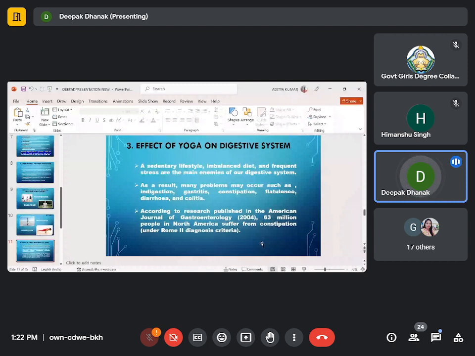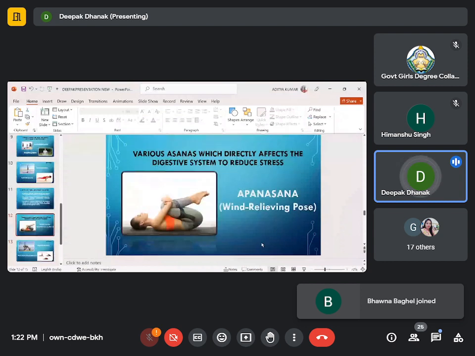This massage ensures the flow of blood and oxygen and also strengthens the muscles of internal organs. Here are some asanas listed which directly affect the digestive system and further help to reduce stress. First is Apanasana, also known as the wind relieving pose.